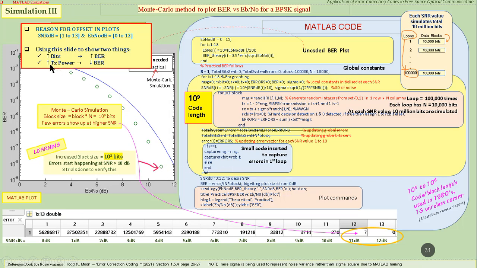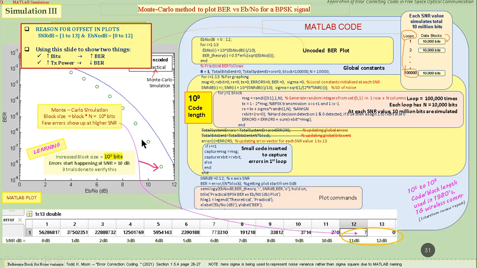So more transmitter power, increase the transmitter power, you will reduce the errors. More transmitted bits possible, increase the number of bits, you will increase the errors. And at higher SNR, errors are now showing.